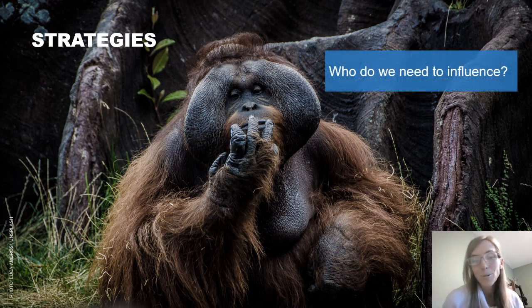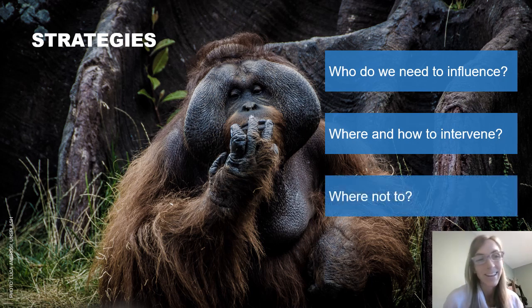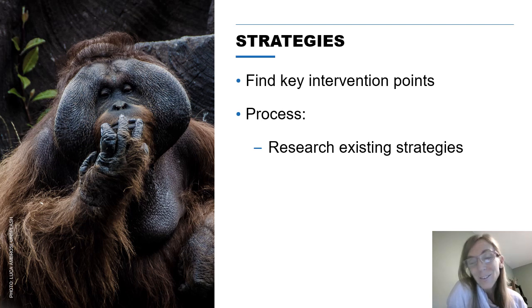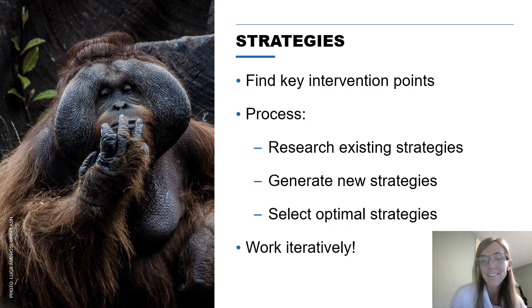After we've articulated our goals, we need to think about our strategies and how to articulate those strategies. So good strategic planning involves identifying who we need to influence and where and how we plan to intervene, as well as where we will not plan to intervene. We'll use our situation analysis to find those key intervention points and then really do some deep diving on what existing strategies are out there for folks addressing similar threats. How do we generate some new strategies, and then how we go about selecting the optimal strategy. This work is also iterative.